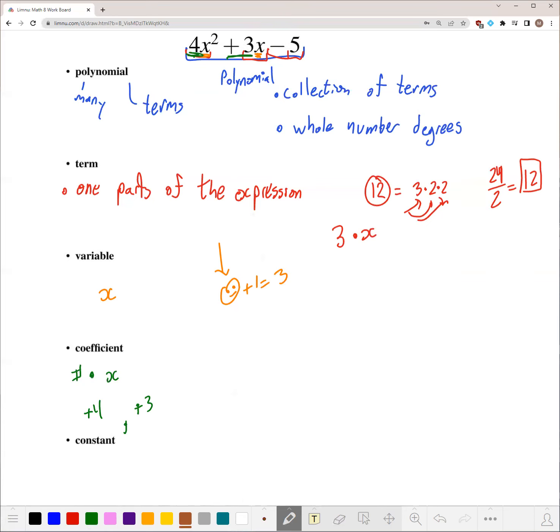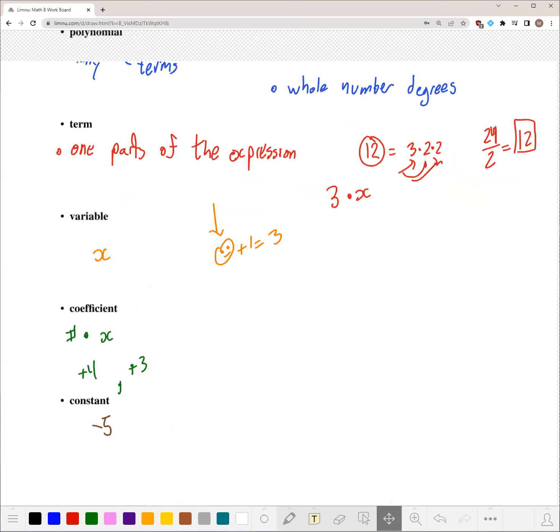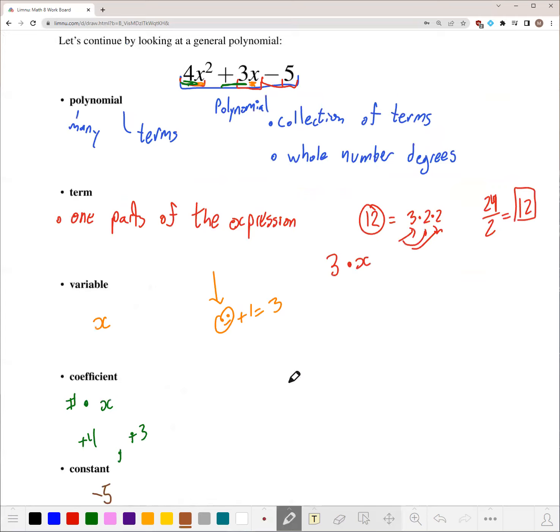Constants are numbers that have no variable attached. In this case, -5 is the constant term for our definition above. So -5 is our constant term.